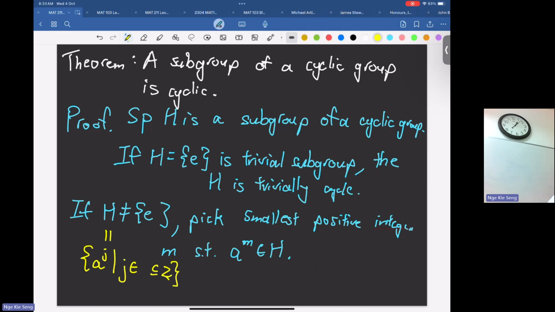Shouldn't use the H again. Maybe I use I. So it's an index set. We already know that the elements in H are a to some power. But remember, in the integers you have order, so you can pick the smallest guy. Does it make sense? Pick the smallest guy.